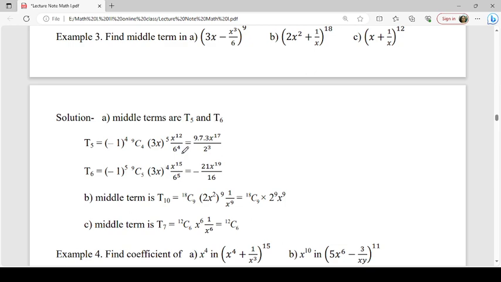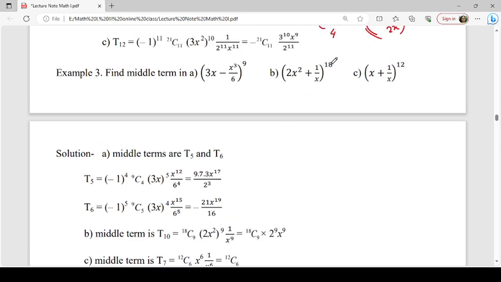And t6 is minus 1 to the power 5, r is 5 here, then 9C5, 3x whole to the power 4. So one term is positive, the other term is negative here.